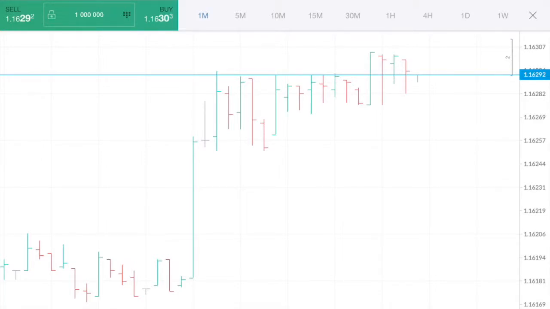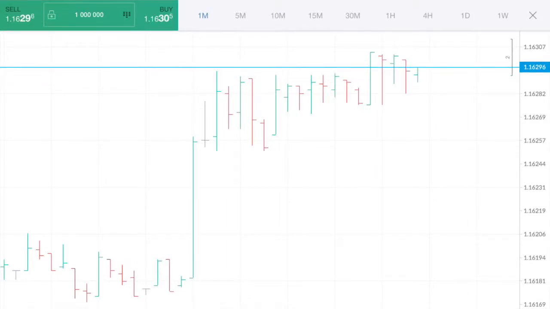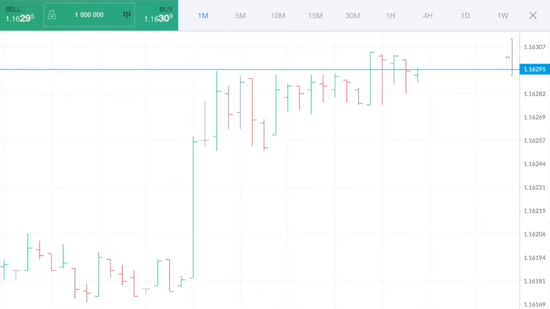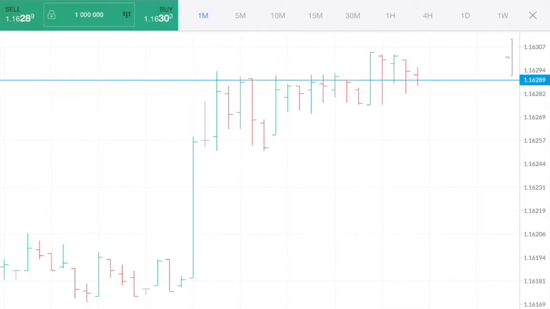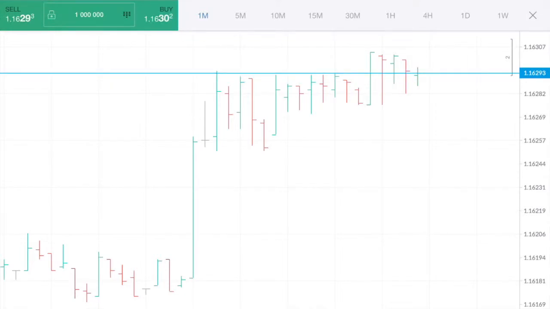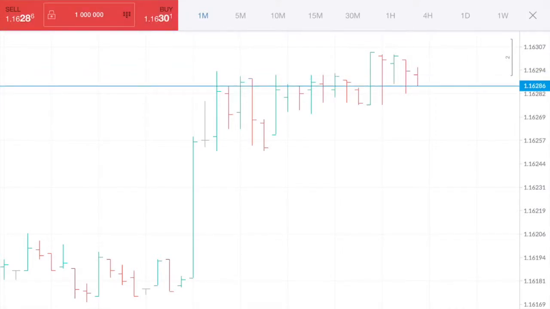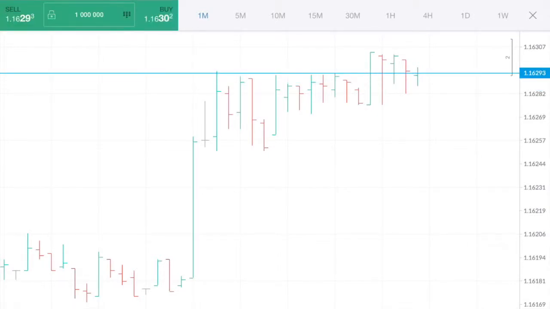So now the opening price is at 1.16292 if you look on the right. Then it starts to fluctuate. It goes up now to 1.16296. And then what happens? Well, then it moves down, and it moves down really fast. Let's go back there. So it moves down to 1.16286. So now that's the new low. And then it moves up, and then it stays in the middle.